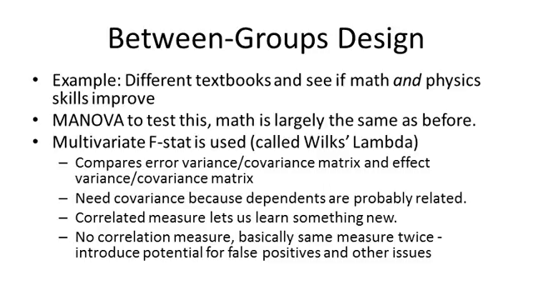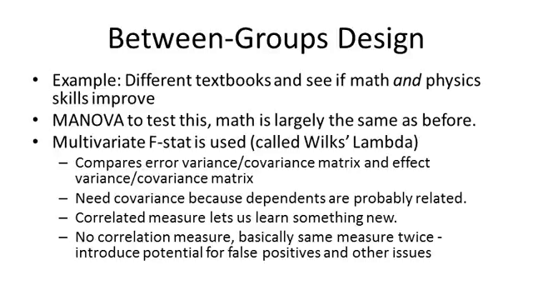So first let's look at between groups design for MANOVA. In this case, you have different textbooks and you see if math and physics skills are going to improve given one of the two textbooks. MANCOVA can test this, and the math is largely the same as before. In this case, though, you have the F statistic called the multivariate F-stat, which is also called Wilks' lambda. Here it compares the error variance over the covariance matrix and the effect variance over the covariance matrix. This covariance is actually based on just the dependent variables and how they change. There's a good chance that they're going to be related, so it's a good idea to have this.